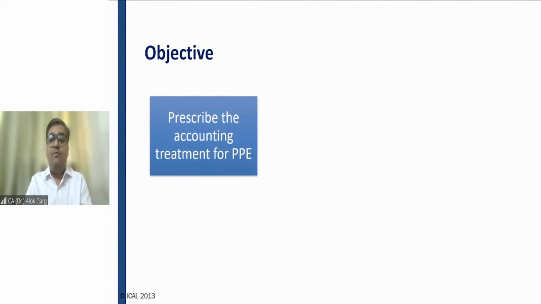Now coming to the objective of Ind AS 16: why was it issued, what does Ind AS 16 cater to? Ind AS 16 prescribes the accounting treatment for PPE. You remember in one of my sessions I told you, what is meant by accounting? Accounting includes four pillars, which is RMPD. What is RMPD? Can anyone tell me the meaning of RMPD?